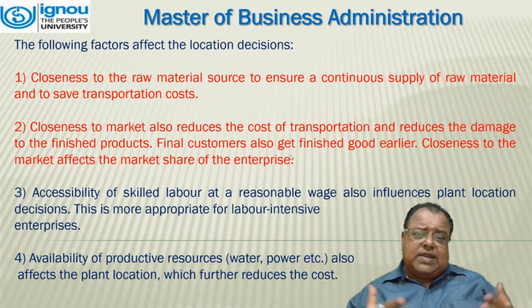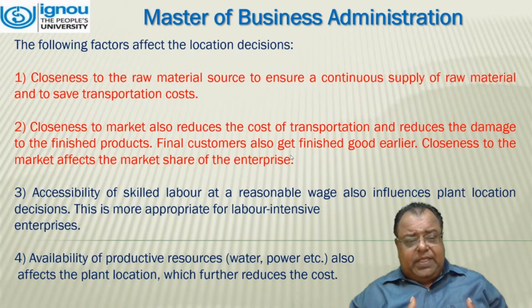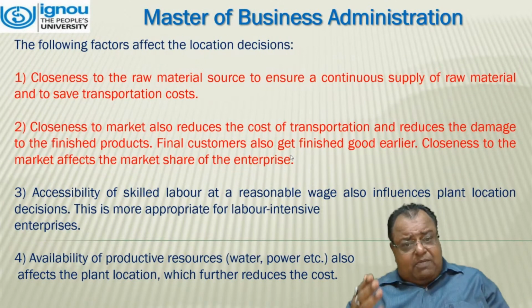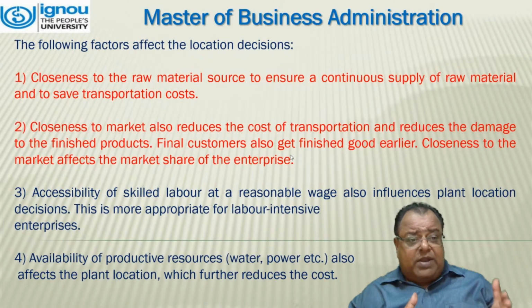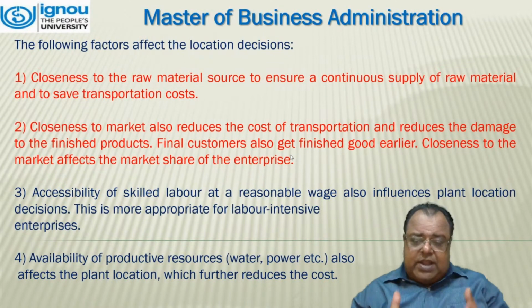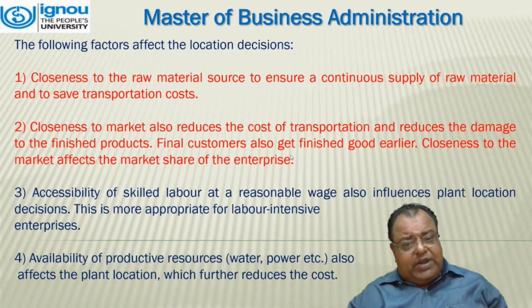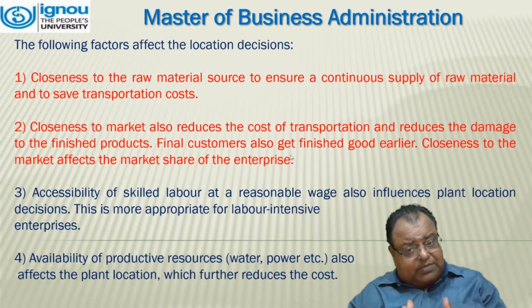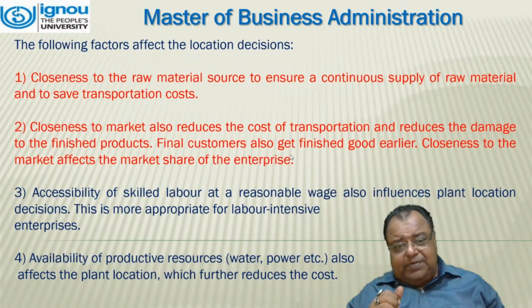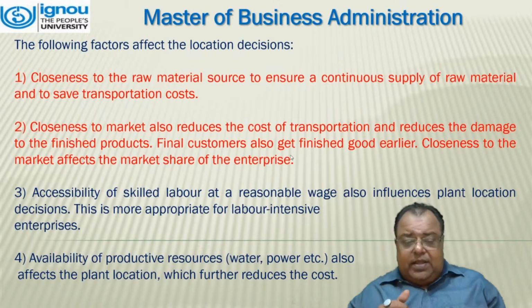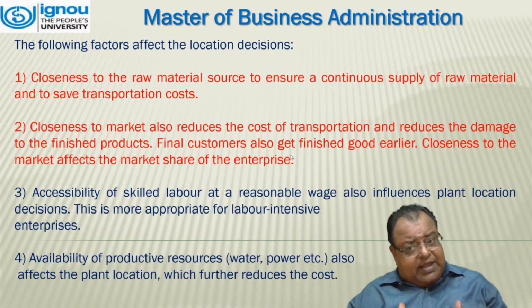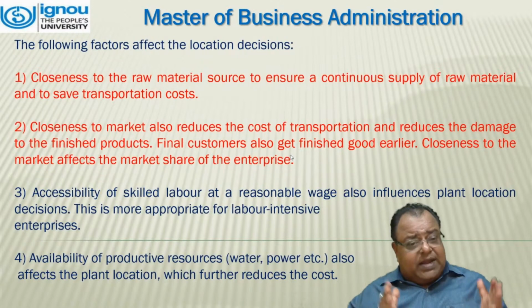The following factors affect the location decision. First, closeness to the raw material source to ensure a continuous supply of raw material and to save transportation cost. Second one, closeness to market also reduces the cost of transportation and reduces the damage to the finished goods. Final customers also get finished goods earlier. Closeness to the market affects the market share of the business.